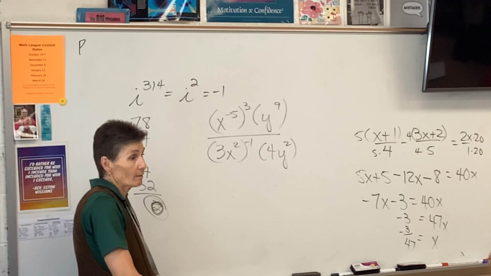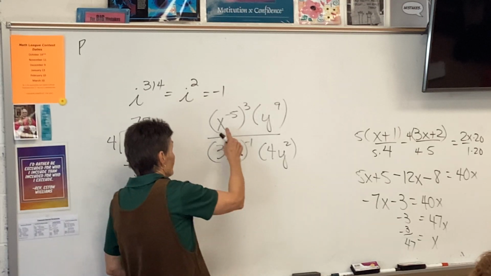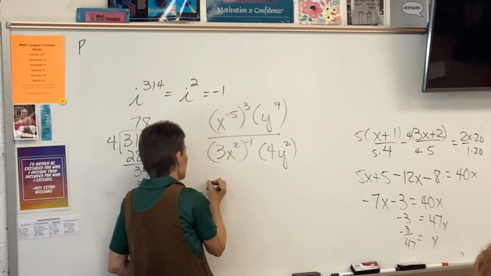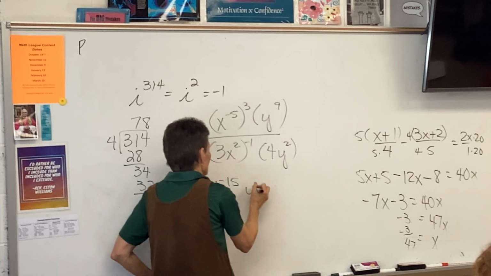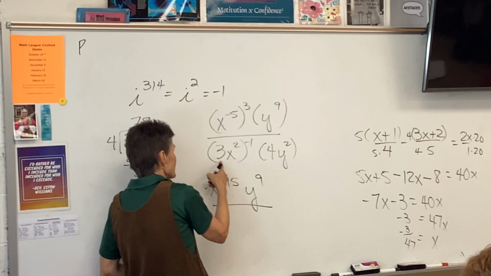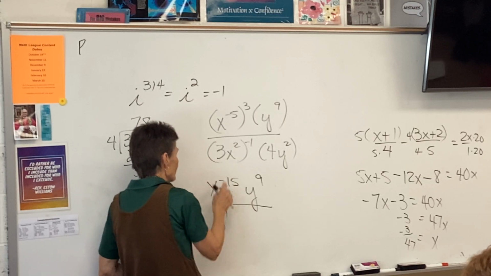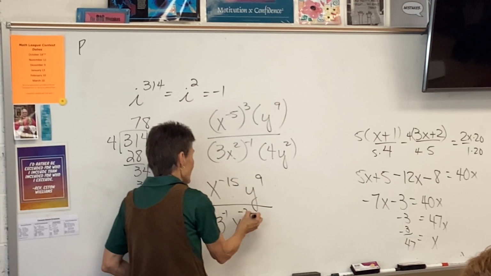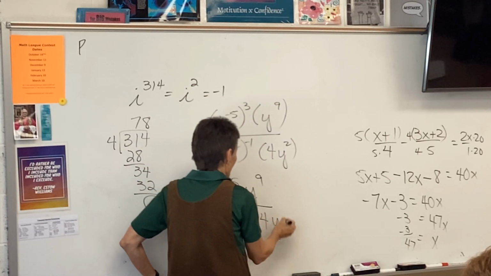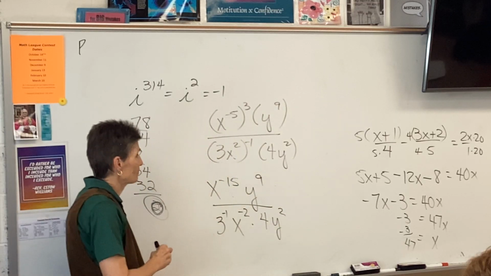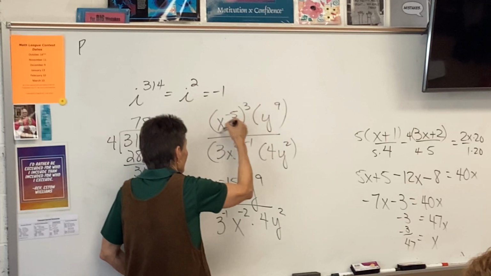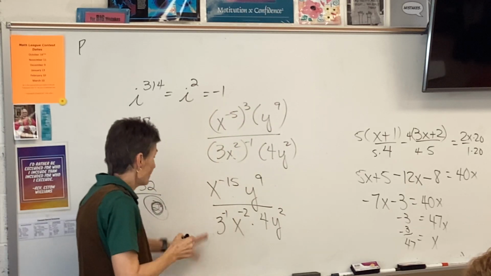We gotta start somewhere. So, yeah, we can, I hate to use the word distribute, but you know, make that x to be negative 15, y to the 9. Now, this one's a little tricky, because this is actually gonna be 3 to the negative 1st, and x to the negative second, and 4y squared. So if you choose to take care of these things first, then that's where you're at.